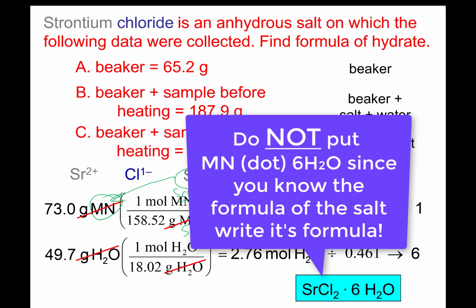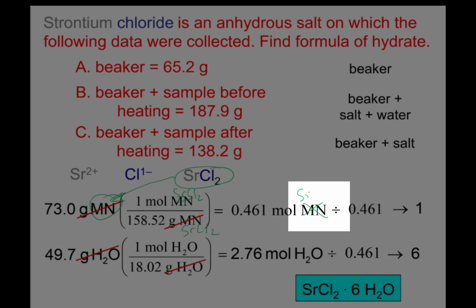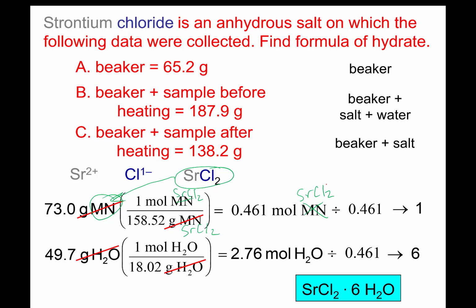Those are both whole numbers, so we now know that it's strontium chloride hexahydrate. So do not put Mn·6H2O. If you know the name of the compound or the formula of the compound, you need to include that formula in these calculations and in your final answer.